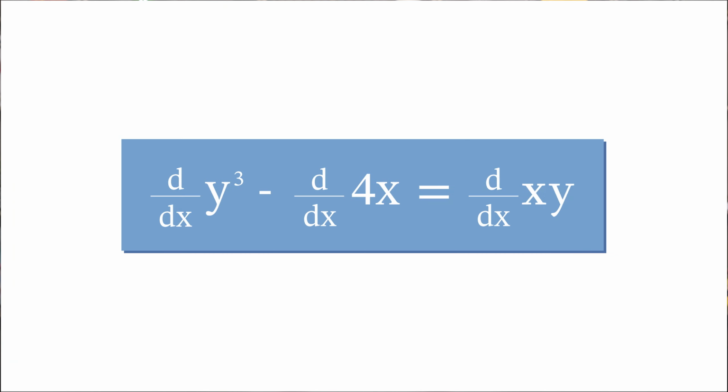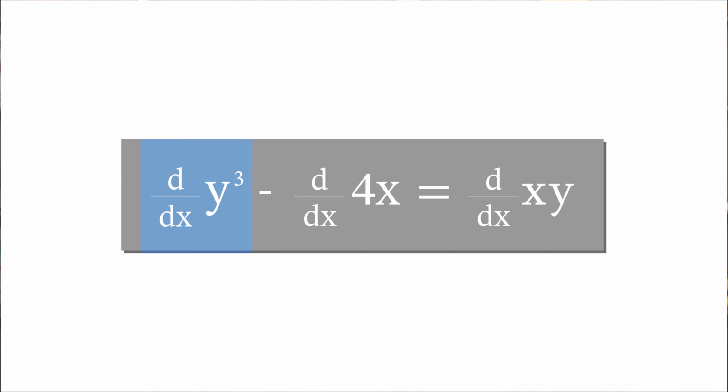Just like in the last example, we can start the implicit differentiation process by writing d dx in front of each term. Next, we need to take the derivative of each term with respect to x. Notice that the first term is y cubed. Unlike y to the first power, we cannot simply take the derivative to be dy dx. Since we are taking the derivative with respect to x, we have to be careful and remember that y is a function of x.